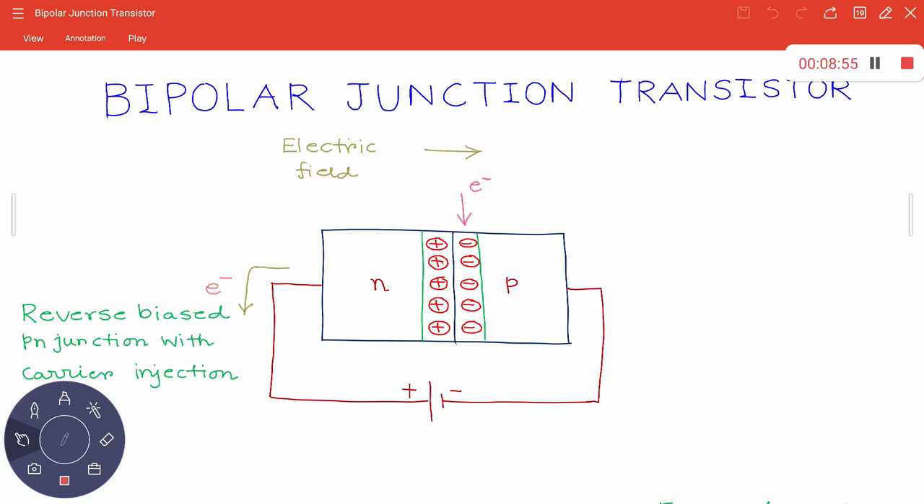So, bipolar junction transistor. Let's try to identify the different terms, like bipolar. What do you mean by bipolar? Two polarities. Right? As far as your electronics is concerned, that means electrons and holes, both of them are responsible for the current conduction. That's what bipolar means. Okay? Bipolar junction. So it's a junction transistor.